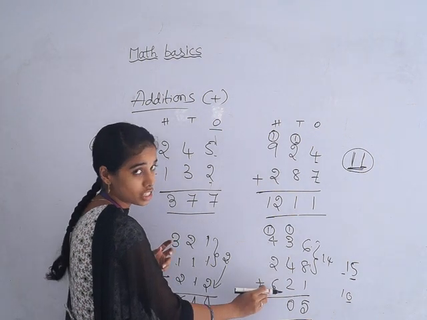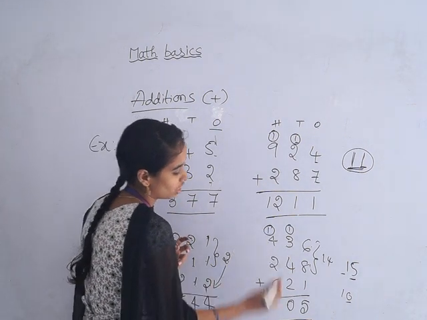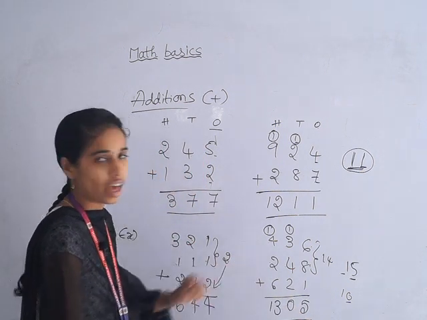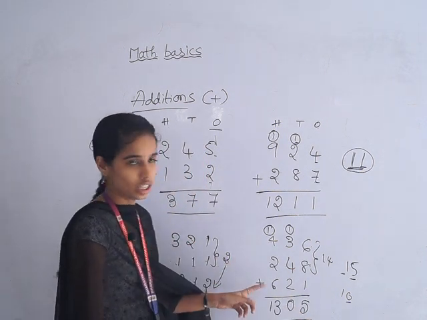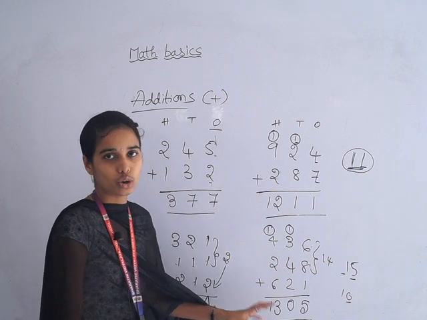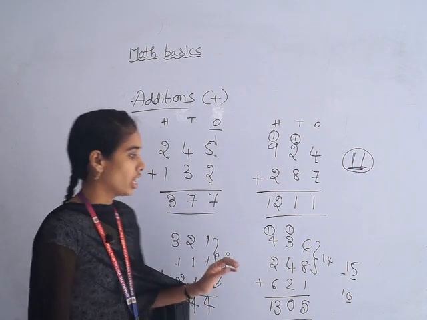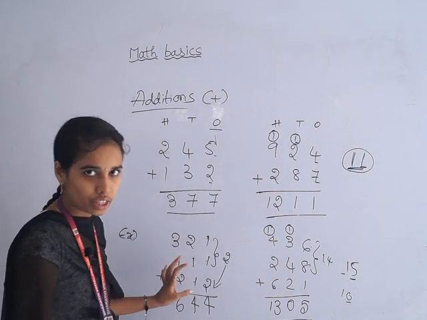4 plus 2, 6. So this 2 addition is 6. 6 plus 6 is 12. 12 plus 1, 13. Exactly right, 13 here. Why? Because we don't have extra place value here. So that's why we are writing that whole answer here. So the total answer is 1305. These are the carrying sum, these are the without carrying sum.